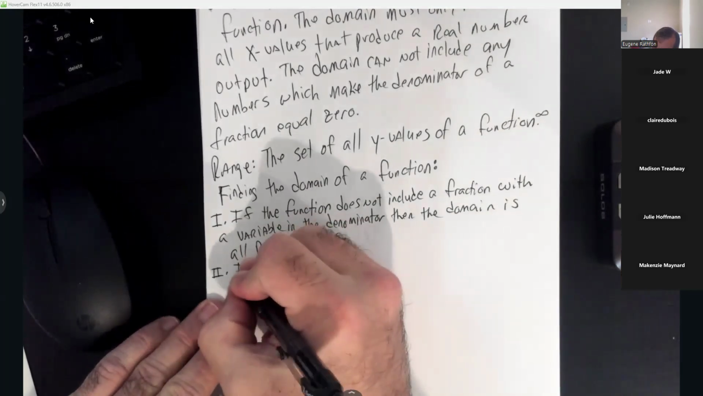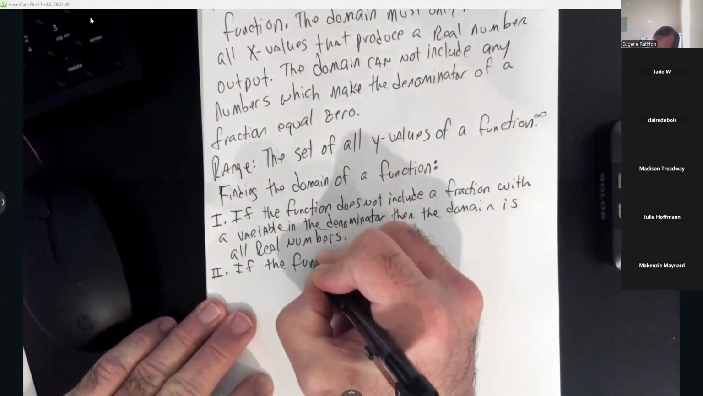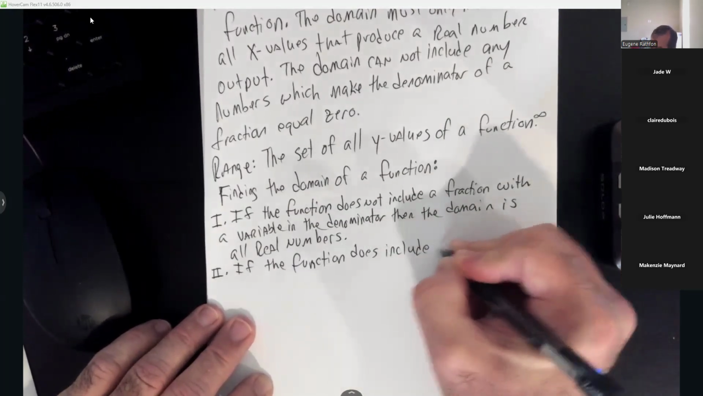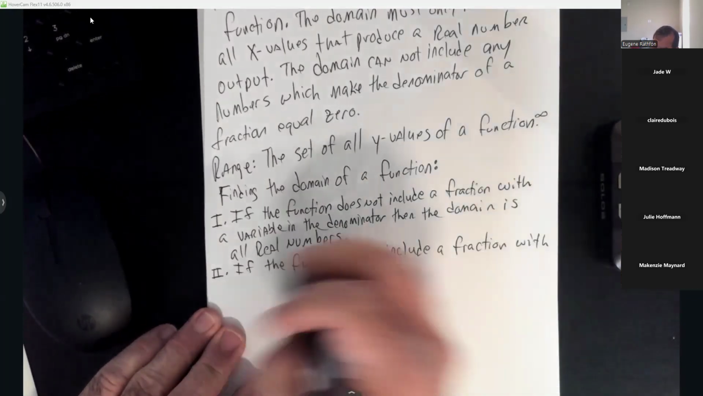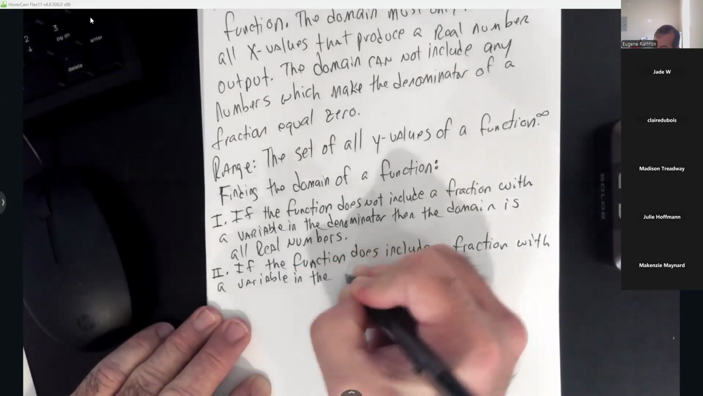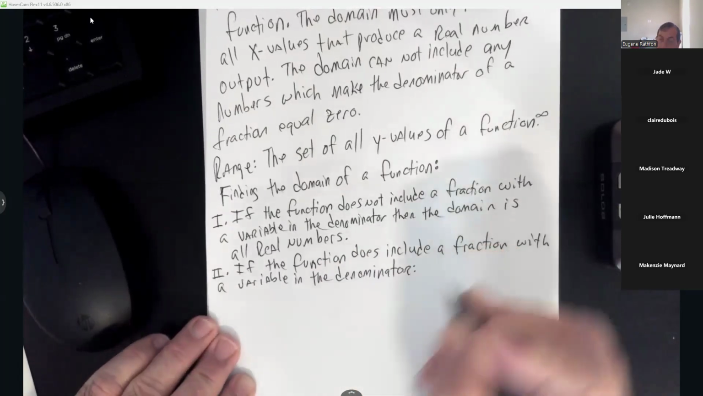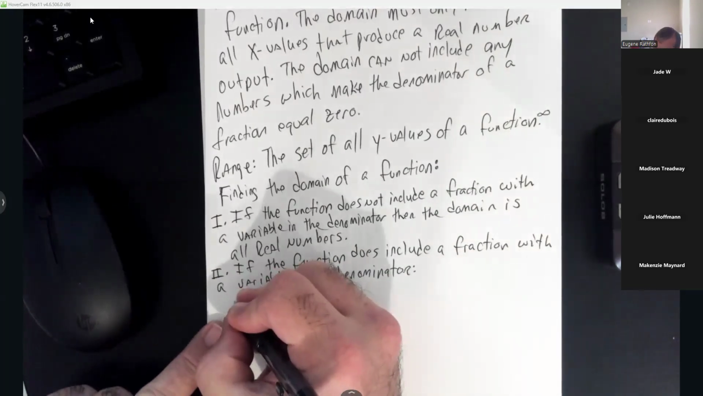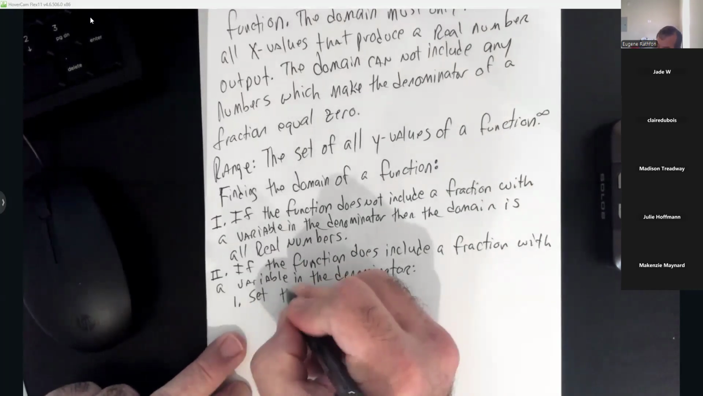Now, if the function does include a fraction with a variable in the denominator. So if my function does include a fraction with a variable in the denominator, I'm going to set the denominator equal to 0.